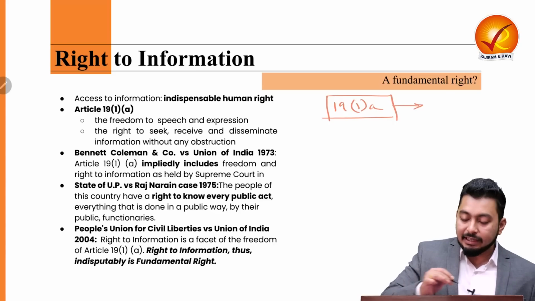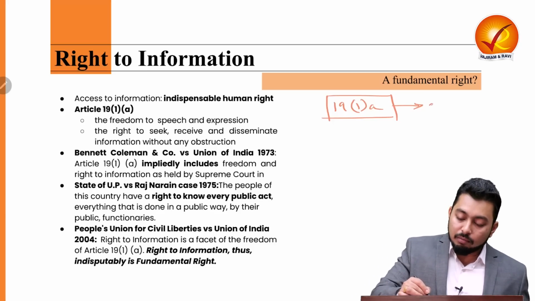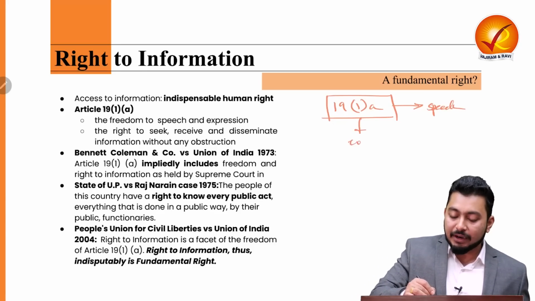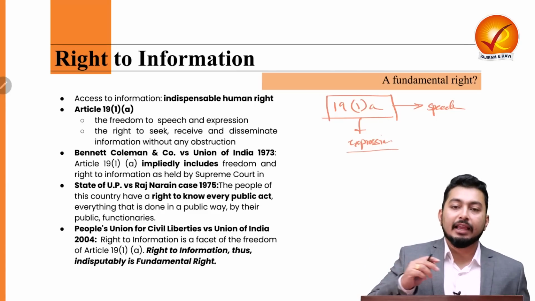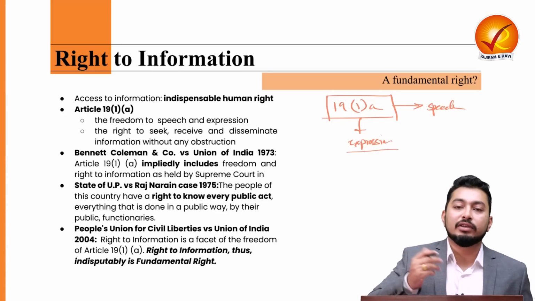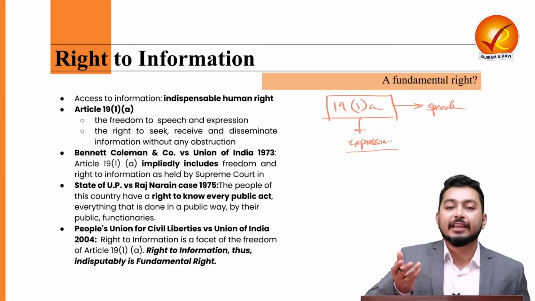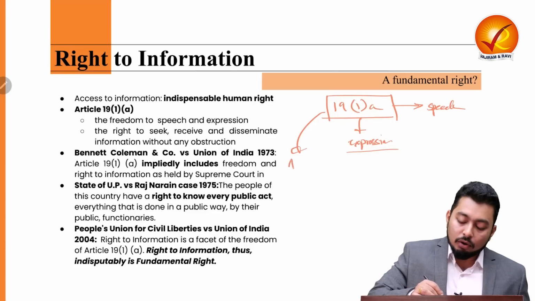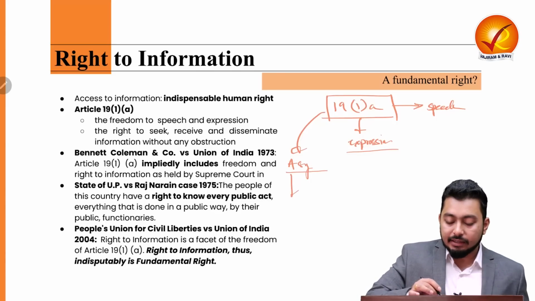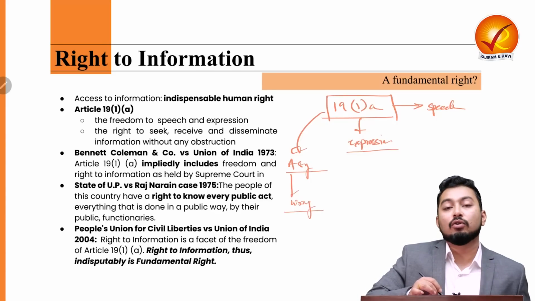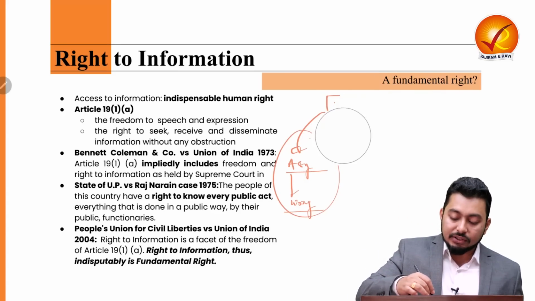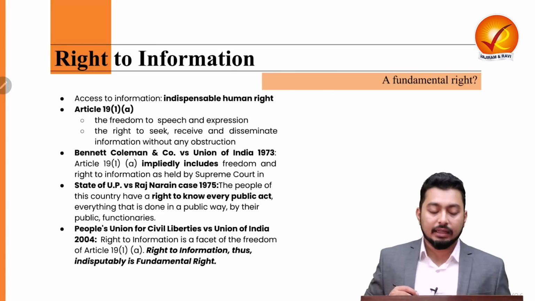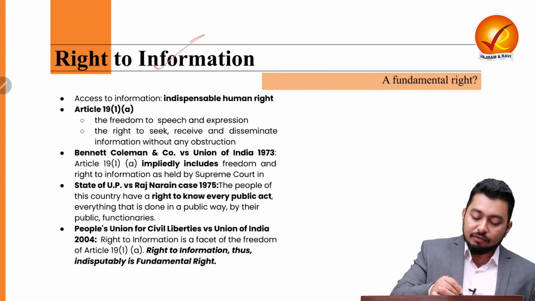Whenever we talk about our fundamental rights under Part 3, the foremost is 19(1)(a), where we talk about freedom of speech and expression. Now, how can I speak without the information? If I do not have any data, if I cannot get access to information, what will I speak? What will I express? If I am in information asymmetry, I may speak wrong, or I may not be able to express myself because I am in darkness.